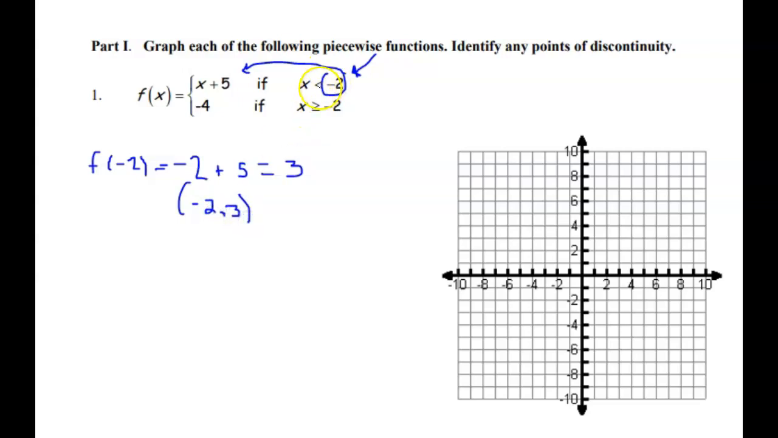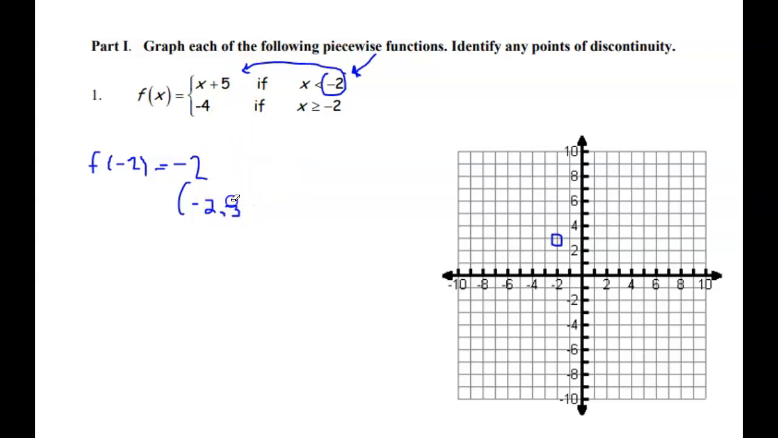And I look at the inequality sign. If the inequality does not have the or equal to, if it's just greater than or less than, then I know it's an open circle. So this one is an open circle. So I'm going to go to (-2, 3), -2 across and up 3, and I'm going to put an open circle there. There's my open circle.